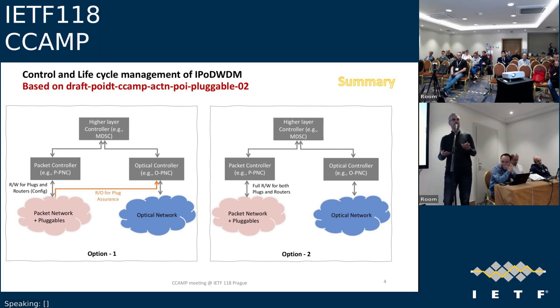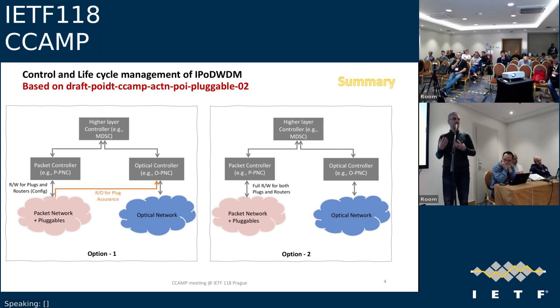Option one is giving the ability. Let's be very clear about the configuration and assurance. From the configuration perspective, nothing changed. The router configures everything inside the router, including pluggables. However, from the perspective of assurance, now we have an ability to get this information to the optical controller. So with this one, optical services that we used to have from transponder to transponder, now it's from pluggable to pluggable. With this option, definitely the optical controller cannot do that directly anymore.